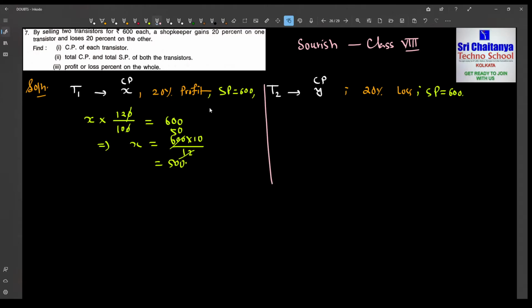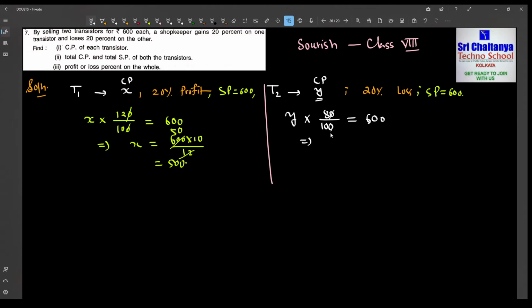Now going to the second transistor, we know its cost price is Y, but here there is a loss. The loss is 20%. That means if the cost price of the object is 100, then the selling price is 80 rupees only. If the cost price is Y, then what will be the selling price? This selling price is given as 600.